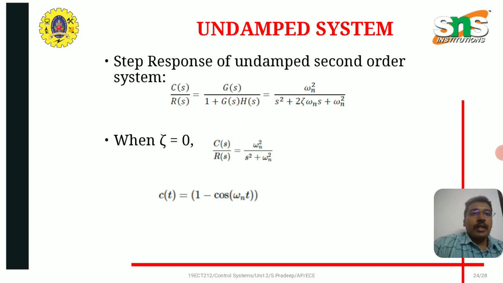Undamped system. Step response of undamped second order system is given as C(s) by R(s) equal to omega square n divided by s square plus 2 delta omega n s plus omega square n. When delta equal to 0, the c(t) equal to 1 minus cos omega n t is given by taking the inverse Laplace transform for C(s) by R(s) equal to omega square n divided by s square plus omega square n.